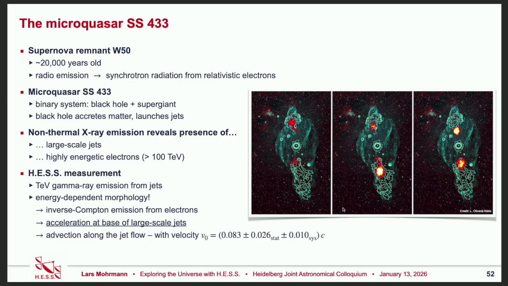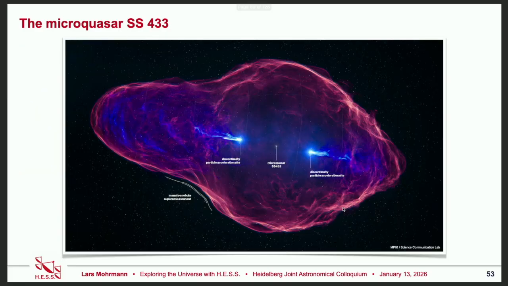So that was a very interesting result, which is again summarized here in this nice picture, where you see the microquasar in the center, and then these places where we think the particle acceleration takes place at some kind of shock that must be forming there, and then the electrons move outward.